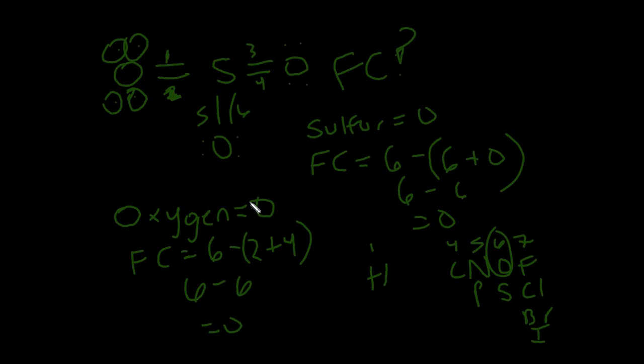And we're not going to do the other oxygens because the other oxygens have the same amount of bonds and dots as this first oxygen. Therefore, for this oxygen it would be 0, and for this oxygen it would be 0. This one is 0, and we said that sulfur is 0. So what is the overall formal charge? The overall formal charge would be 0. Okay?